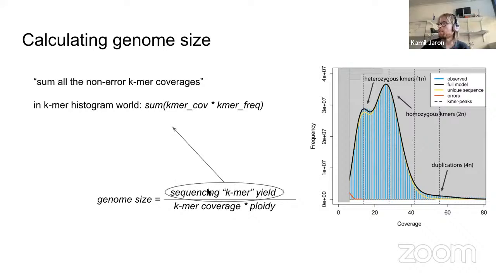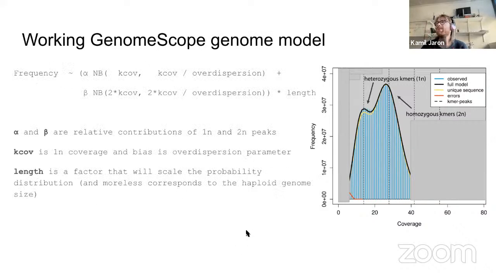And to get the sequencing k-mer yield, you can actually do it in R like this. You will just simply sum all the coverages and k-mer coverages and frequencies, right? If you have 40x, or well, I don't know, you get the equation. So that's it, actually. This is it. If you take this equation and retype it in R, it will be working. It will work.